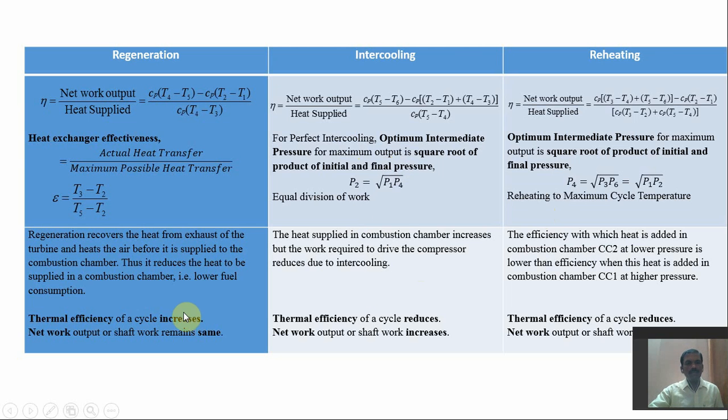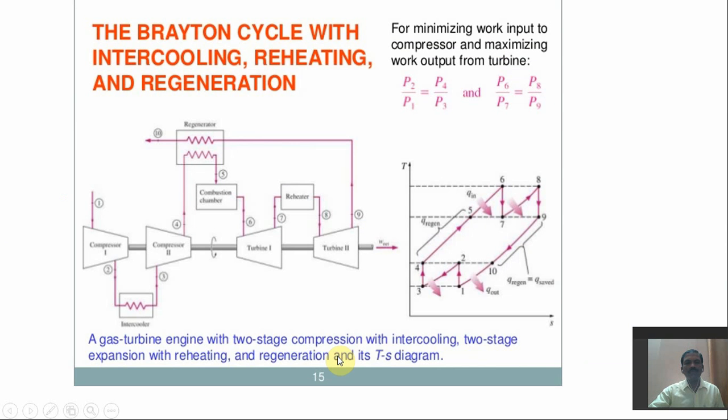So to sum up, what happens with thermal efficiency? In regeneration it increases, and in the other two cases, intercooling and reheating, efficiency reduces. Work output in regeneration remains the same, whereas work output in intercooling and reheating increases. That means if you want to improve thermal efficiency, you go for regeneration, and if one expects work output to increase, not bothered about efficiency, then they should go for intercooling and reheating. Reduce the compressor work, net work output increases. Increase the turbine work, net work output increases. So that's all about the comparison.